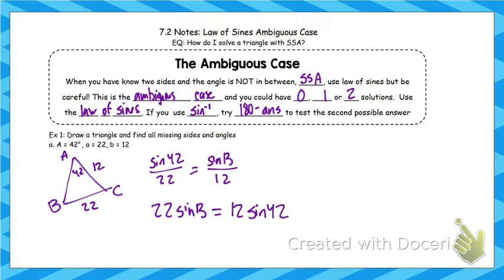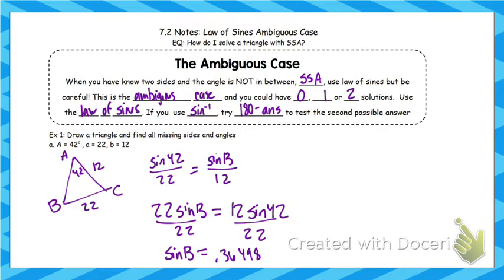Then our goal here again, we're going to cross multiply and divide. We're going to get sine B by itself. So I'm going to divide both sides by 22. So sine B is equal to, and I need to grab my calculator. Make sure your calculator is in degrees. So 12 sine 42 divided by 22. I've got 0.36498. And that's what sine B is.